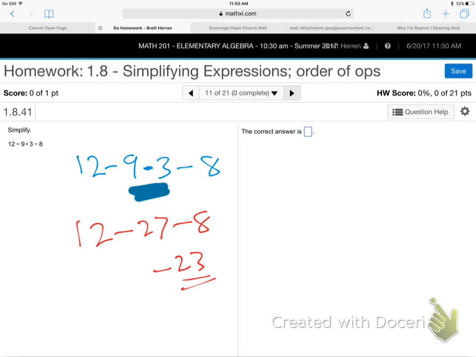Questions on that one? Add, subtract, last. Just remember that. Add, subtract, last.